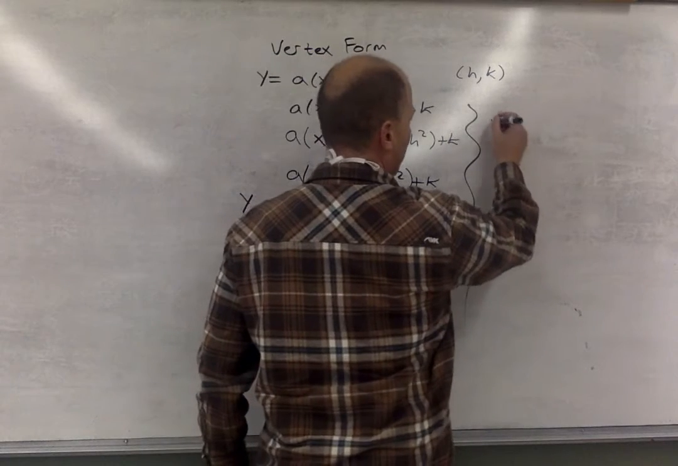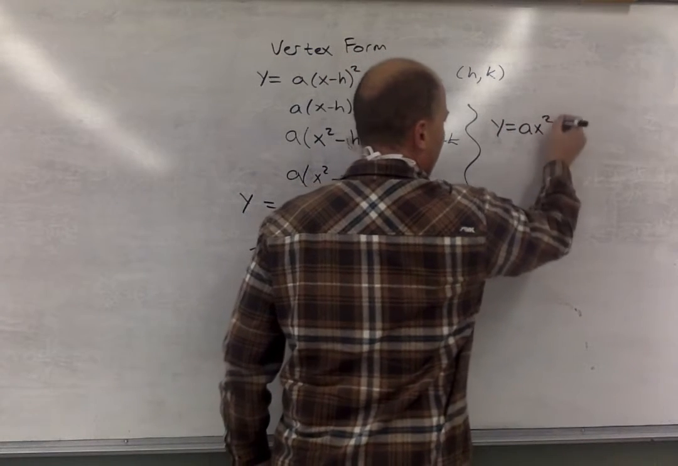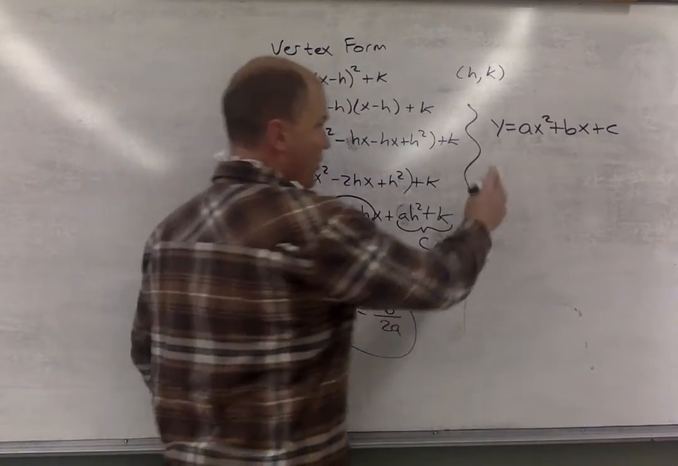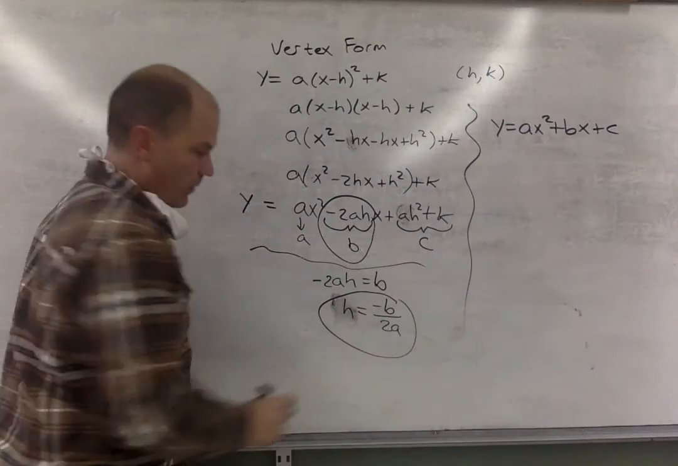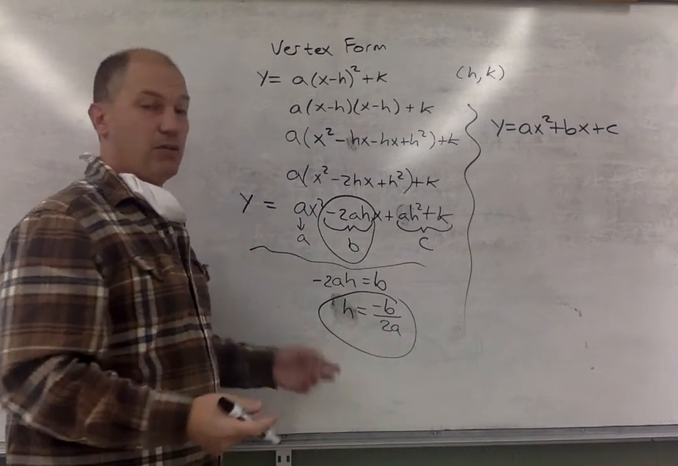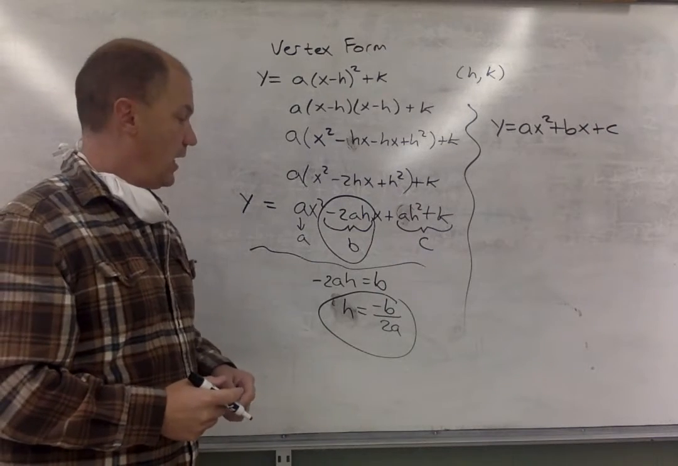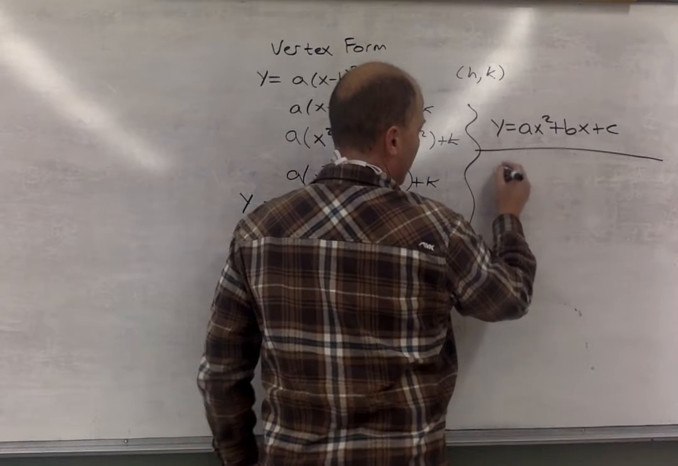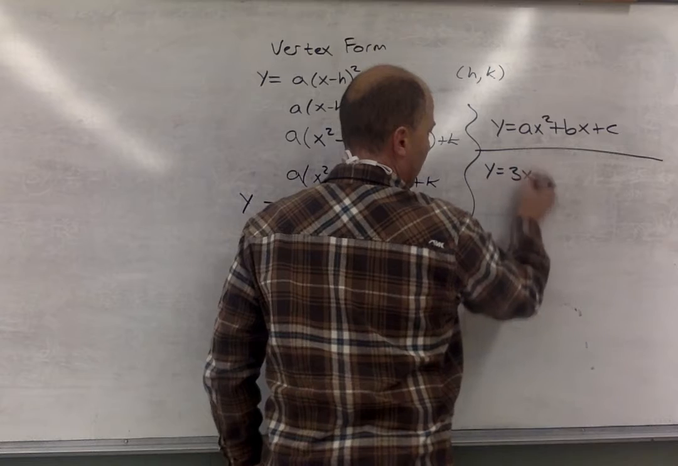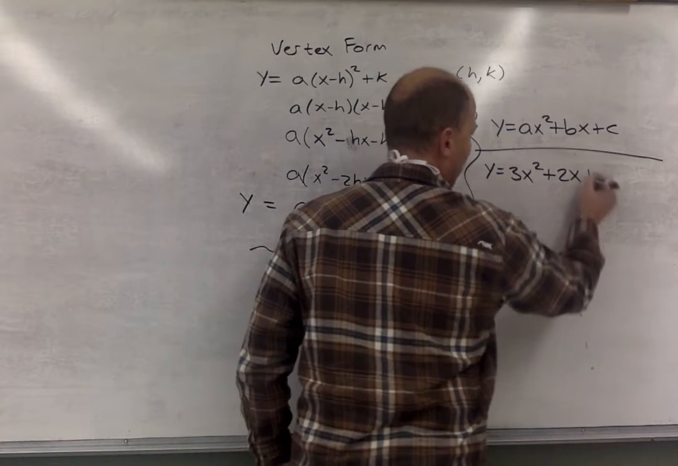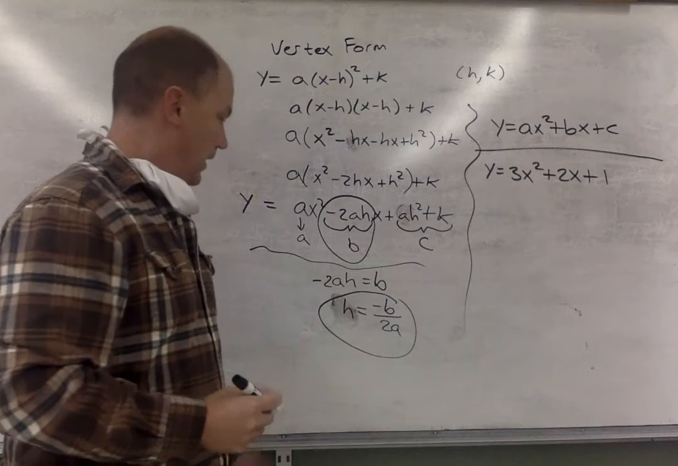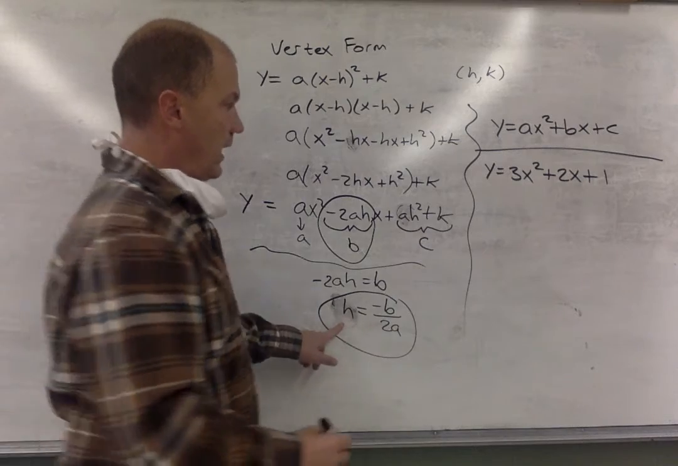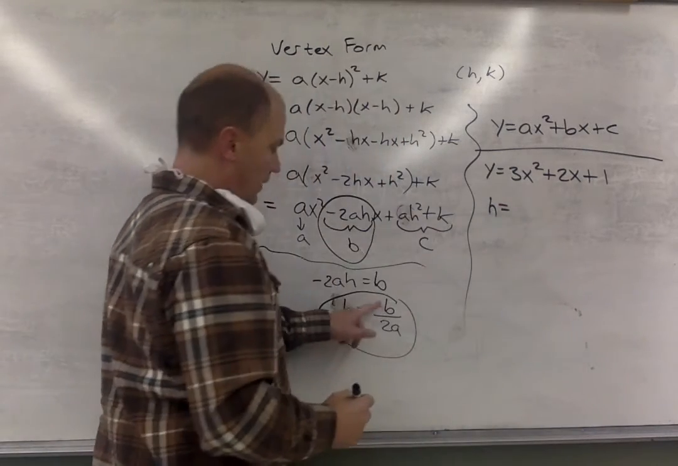So remember, standard form is y equals ax squared plus bx plus c, right? So if we know these a, b, and c, we can figure out h. And then we can backtrack to plug back in to get the k part. So let's try it once. Let's go with the equation y equals 3x squared plus 2x plus 1. Okay? And so if we want to know where the vertex is, or we'd like to put this into vertex form, we know that h equals negative b divided by 2a.